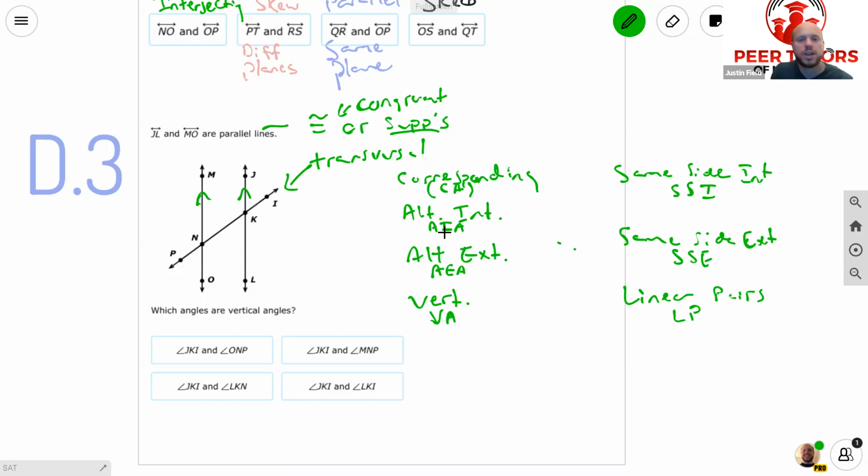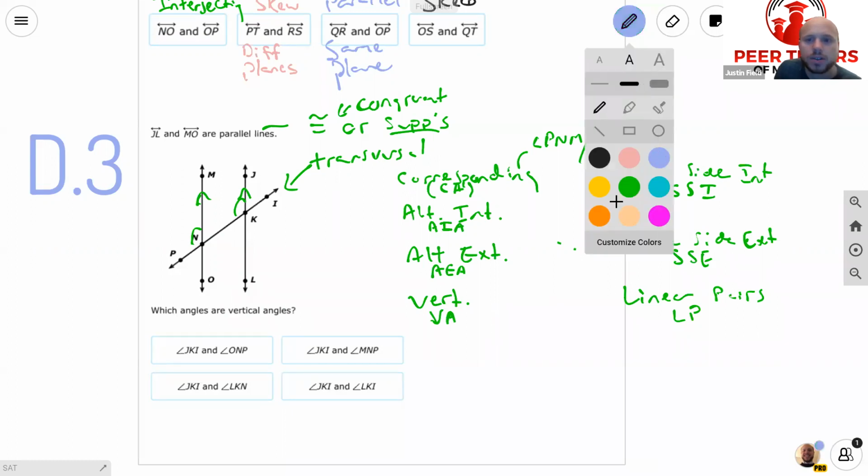So what I want to do right now is just name a pair of each. Corresponding angles, I think of as corresponding because they're in the same corner. Like these two are in the top left corner. This angle would be PNM. So one pair of corresponding would be angle PNM, and another, and this one would be NKJ. Now we're going to change up the colors here.